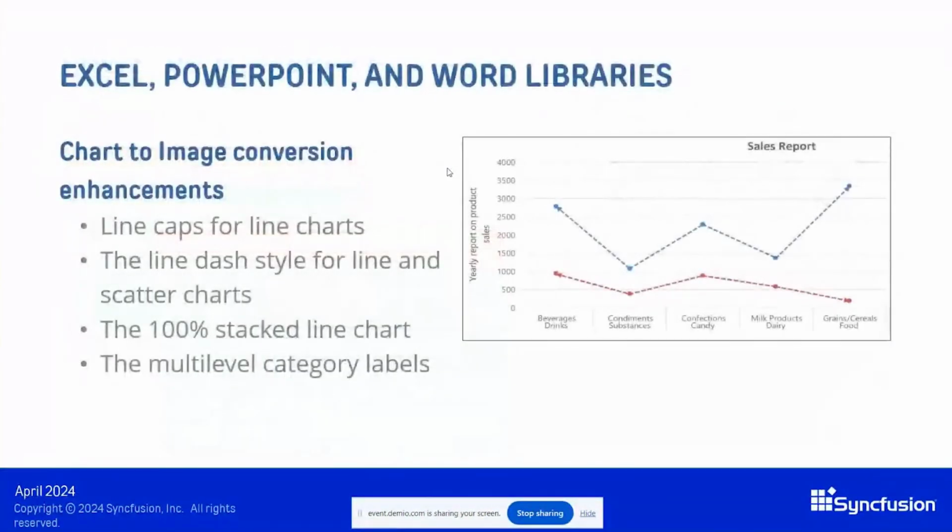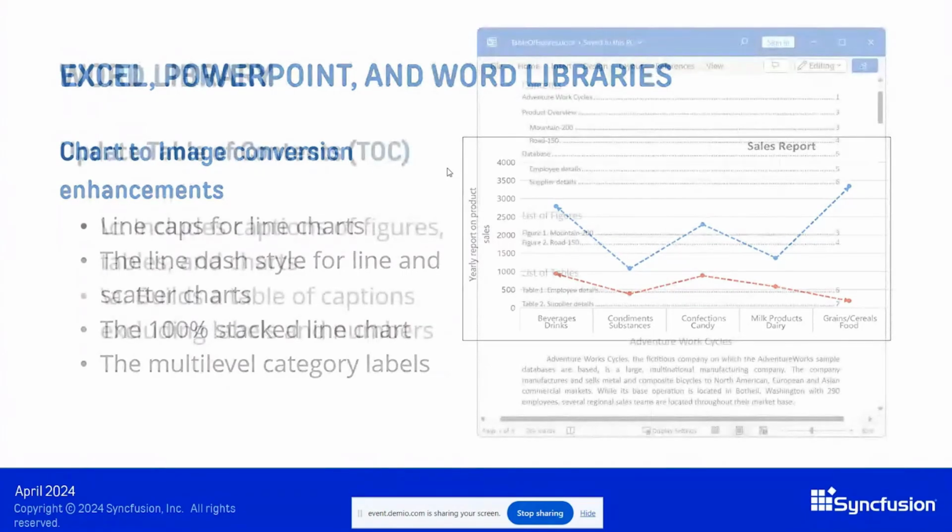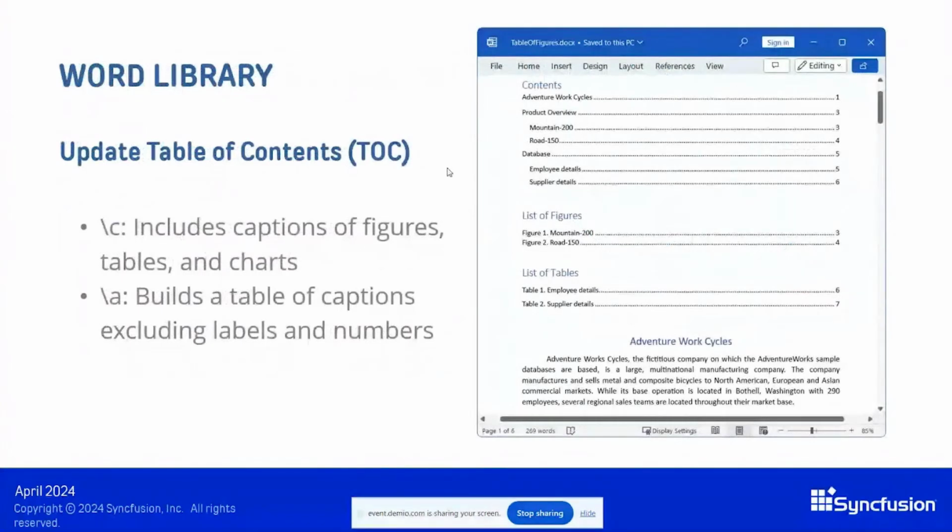In Excel, PowerPoint, and Word libraries, we have provided the following enhancements: line caps for line charts, line dash style for line and scatter charts, the percentage stacked line chart, and multi-level category labels. In Word library, we have provided support to update table of contents. /C includes a caption of figures, tables, and charts. /A builds a table of captions excluding labels and numbers.